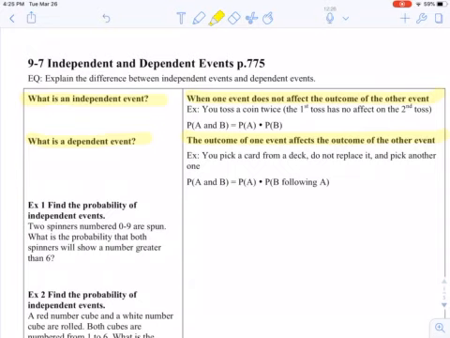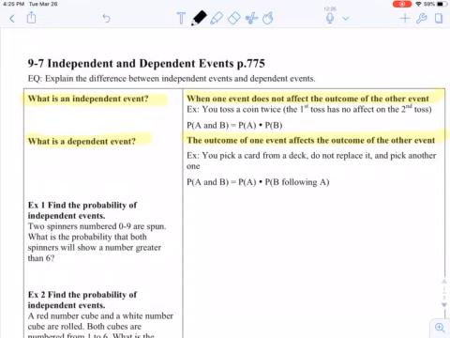So for example, if you pick a card from a deck, do not replace it and go to pick another card. That's a dependent event because the probability of your second event is affected by that first event because you're going to have one less card in the deck.